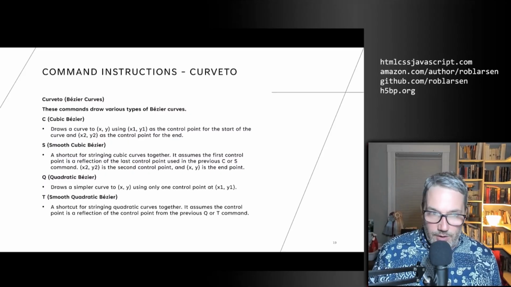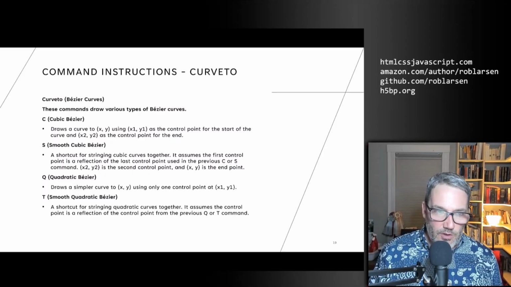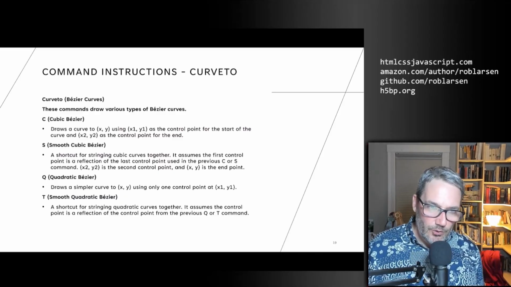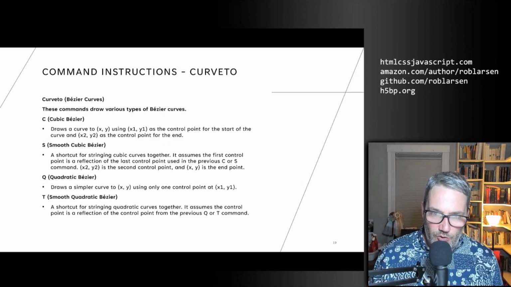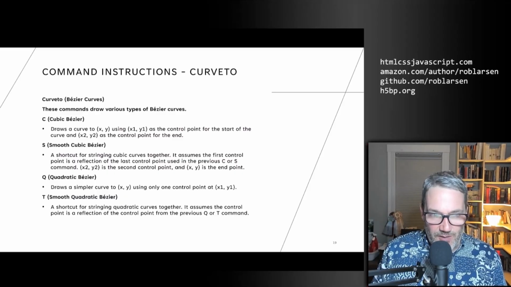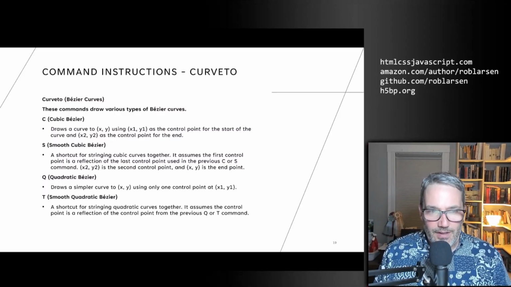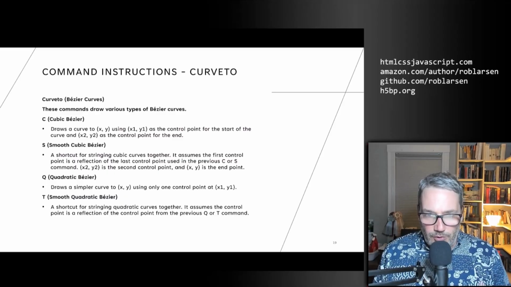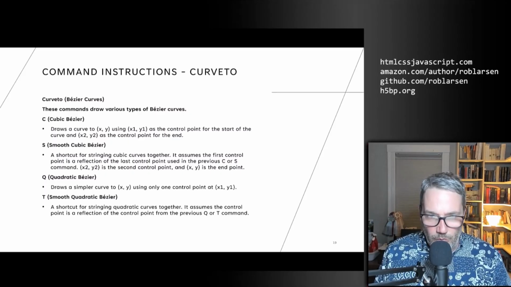So these Bezier curves, these commands draw various types of Bezier curves. Uppercase C, cubic Bezier, draws a curve to x and y using x1, y1 as a control point for the start of the curve, and x2, y2 as a control point for the end. S, smooth cubic Bezier. This is a shortcut for stringing cubic curves together. It assumes the first control point is a reflection or mirror image of the last control point used in the previous C or S command. x2, y2 is the second control point, and xy is the endpoint.